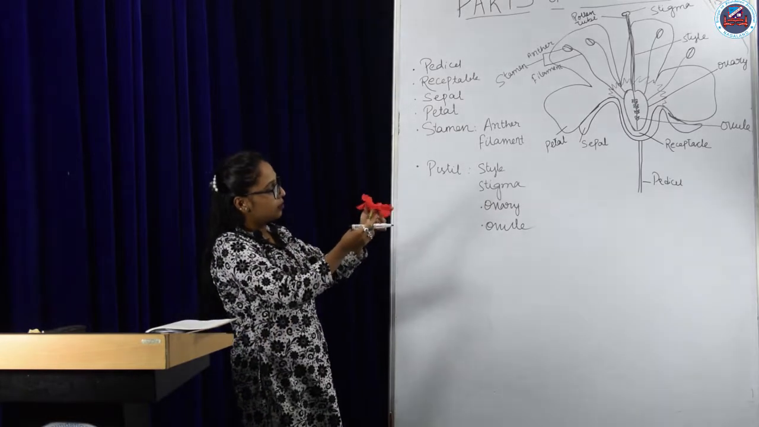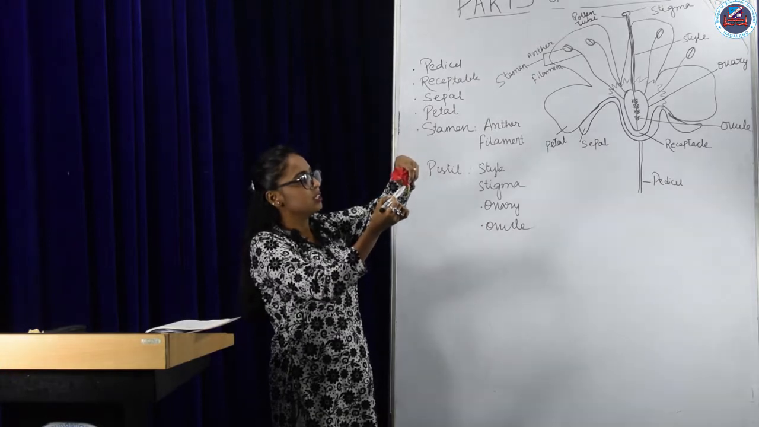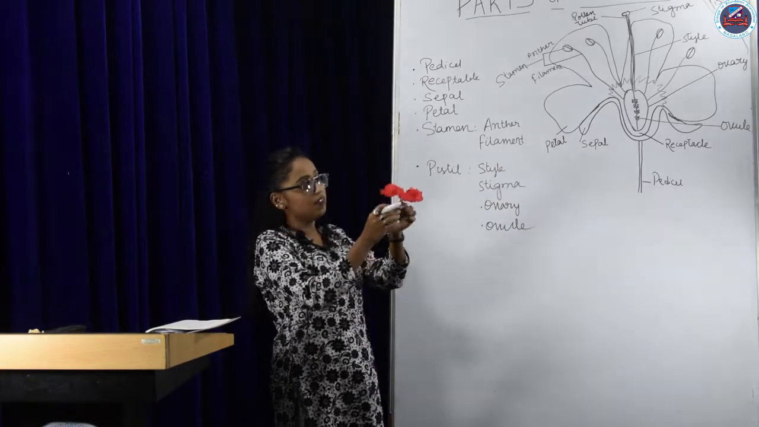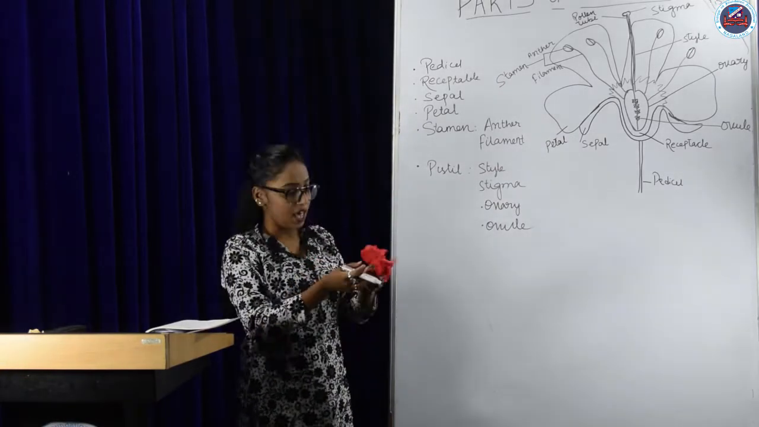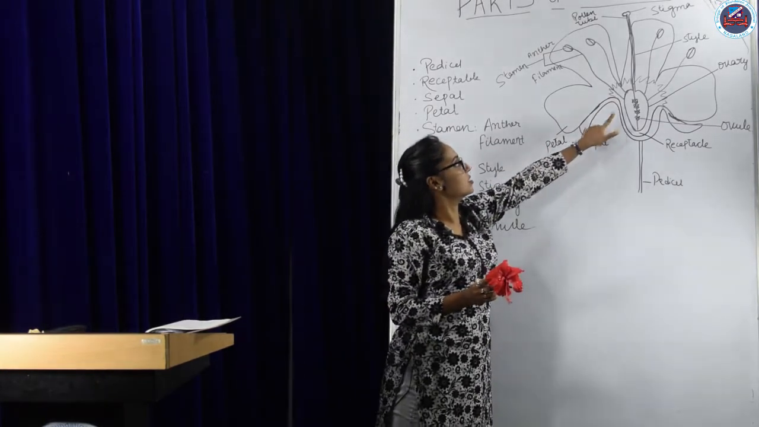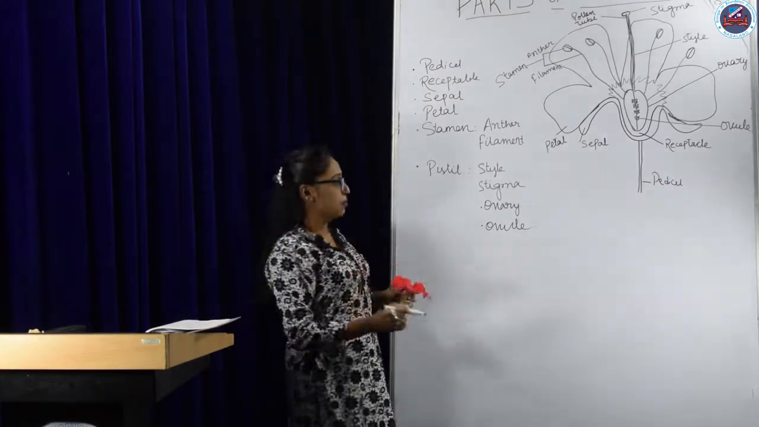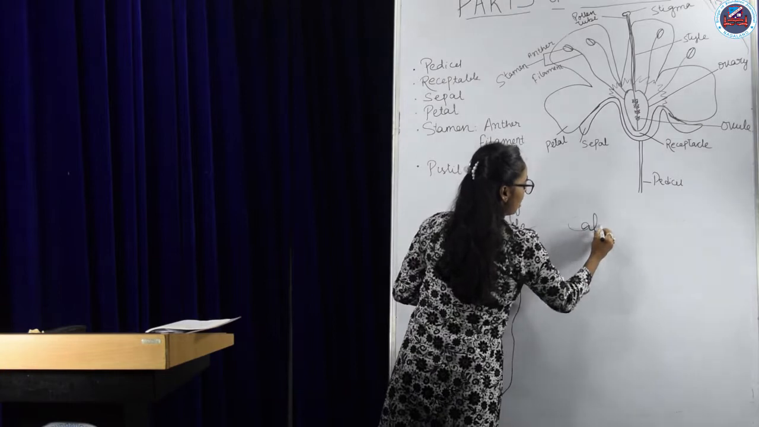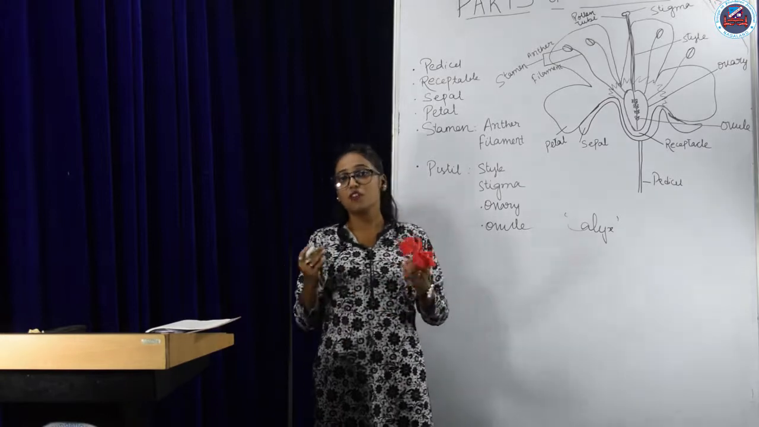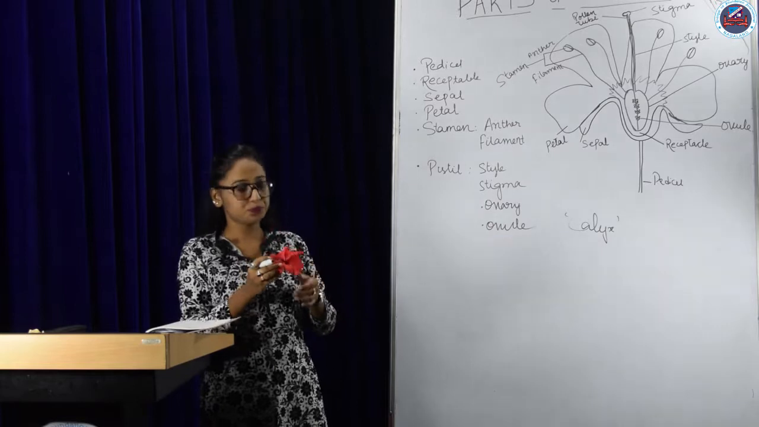If you move a little bit above, you can see these small green structures. These are known as sepals. They are green, leaf-like structures. They are small and are found at the base of the flower, below the petals. The collection of these sepals is called the calyx, C-A-L-Y-X. And what is their main function? Their function is to protect the flower till it blooms.